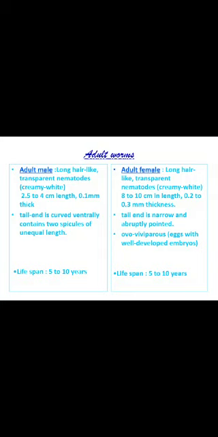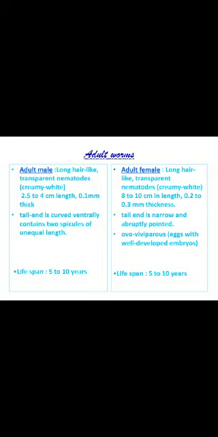The adult female is a long hair-like transparent white thread-like nematode, again around 10 centimeters. So the male is around 4 centimeters and the female is around 10 centimeters. The tail end is narrow and abruptly pointed. It does not have spicules. It is ovoviviparous, meaning it releases eggs with well developed embryos or larvae, and immediately the larvae come out.